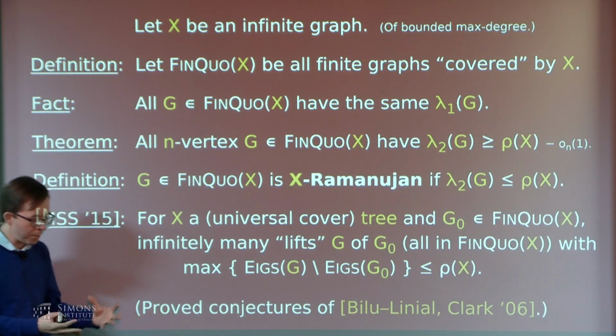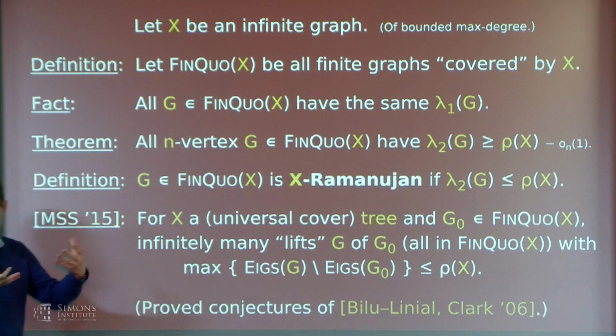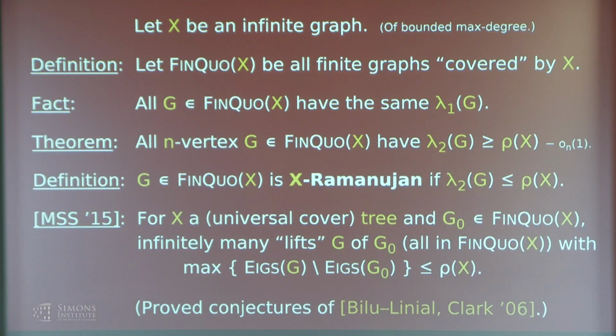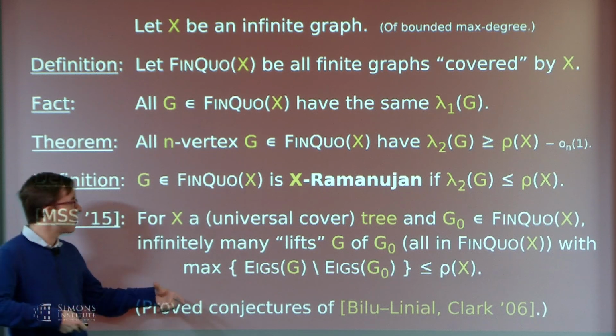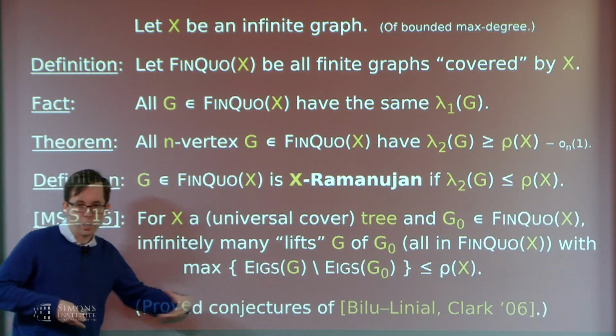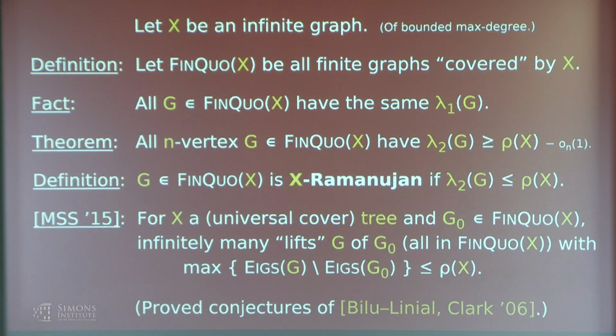So it's a fact that when you take a base graph G0 and form a lift of it, the eigenvalues of the lifted graph include all the eigenvalues of the base graph, including the trivial one, the largest one. And so they showed you can always find lifts, infinitely many lifts, where all the newly created eigenvalues are upper bounded by this target, the spectral radius of the infinite tree X. Okay? So in particular, if the base graph itself was Ramanujan, if you find one Ramanujan base graph whose eigenvalues, all but the top one, are bounded by the spectral radius, then so will be all the lifts. And this proved conjectures of Bilu-Linial and P. Clark.